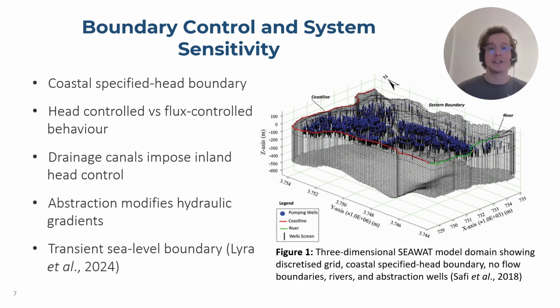Lyra implements a transient coastal boundary condition, updating sea level rise annually under RCP 4.5 and RCP 8.5 scenarios. This dynamic boundary allows gradual adjustment of the saline interface over time, rather than imposing a static shift. Now, the examples I've given illustrate that boundary conditions are not merely numerical settings, and they are conceptual decisions that determine how the model responds to stress. Small differences in boundary implementation could produce substantially different intrusion trajectories. Therefore, predictive outcomes are highly sensitive to how coastal and inland boundaries are defined and updated.